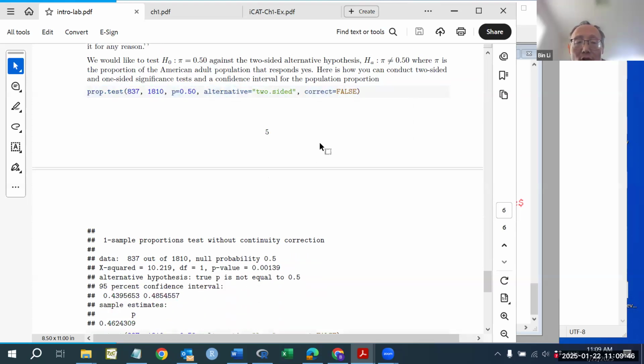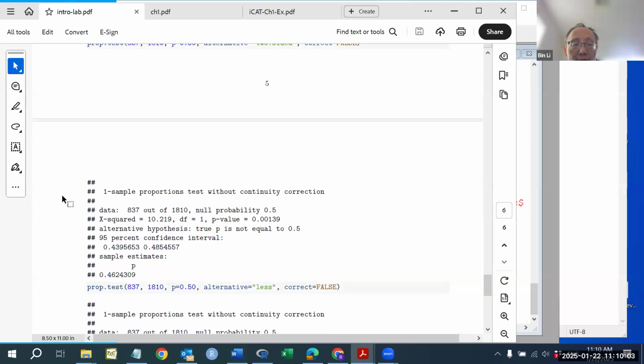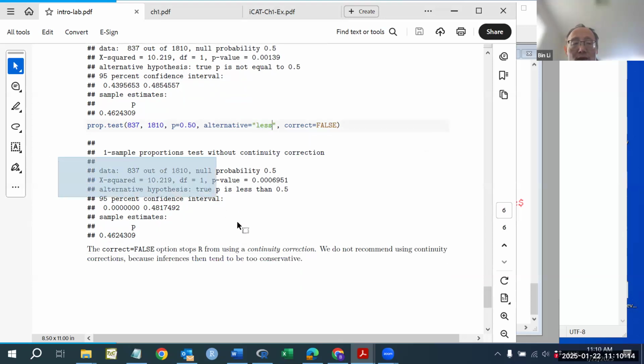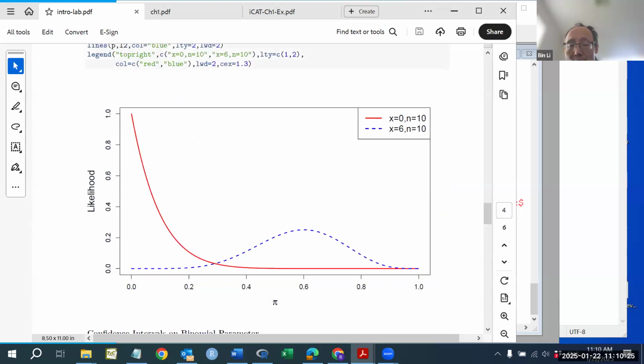Okay, so this one shows you it has some options. It has with correction or not, and the alternative is one-sided or two-sided. If you want to know the details, look at the help menu. And this is the test result. This gives you the one-sided test, and this gives you the results. So this is the binomial test.